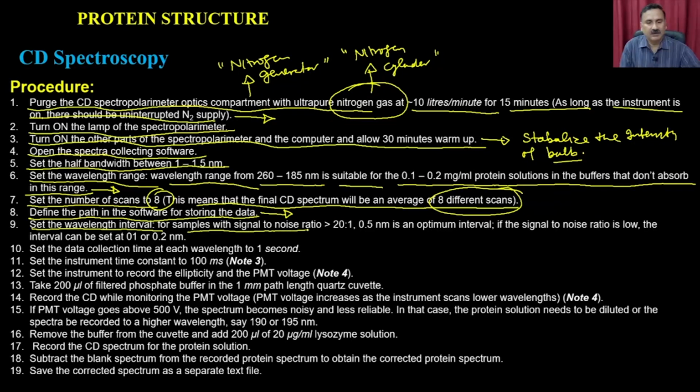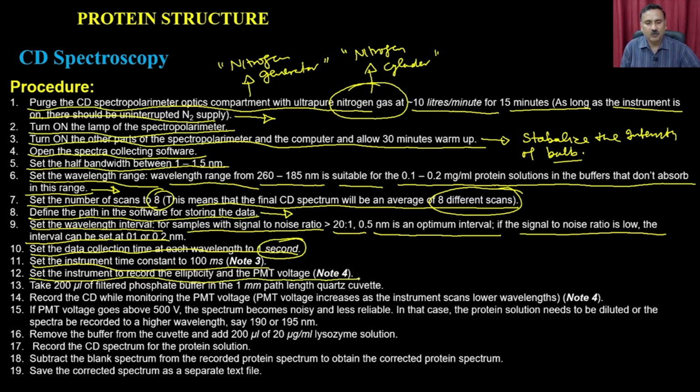Then you set the wavelength interval. For example, at a signal to noise ratio of 20:1, 0.5 nanometer is the optimal interval. If the signal to noise ratio is low, the interval can be set as 0.1 or 0.2 nanometer. Set the data collection time at each interval to 1 second. Set the instrument time constant to 100 milliseconds. Then set the instrument to record the ellipticity and the PMT voltage.